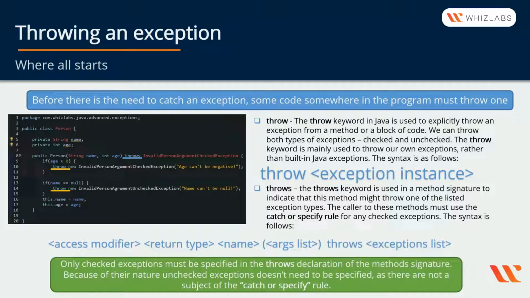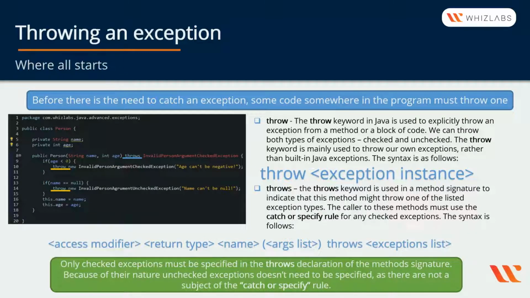We will start with the throw and throws keywords. Those keywords are used when we want to throw an exception, because before there is the need to catch an exception, some code somewhere in the program must throw one. Exception may be thrown anywhere in the code. The throw keyword in Java is used to explicitly throw an exception from a method or a block of code. We can throw both types of exceptions, checked and unchecked. The throw keyword is mainly used to throw our own exceptions, rather than built-in Java exceptions.